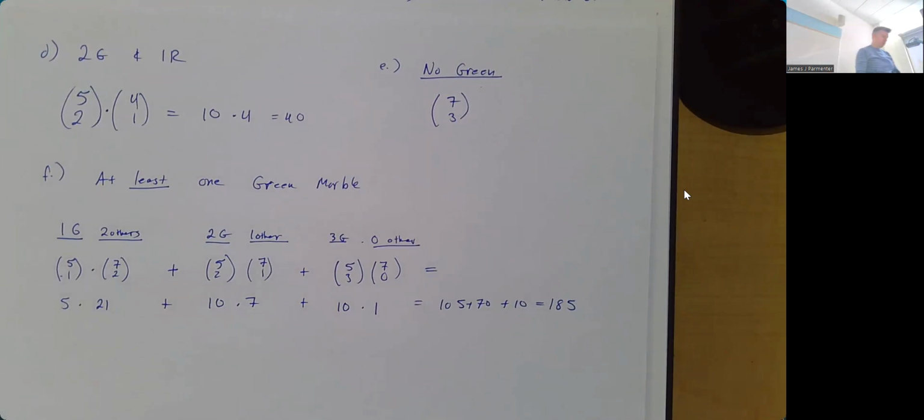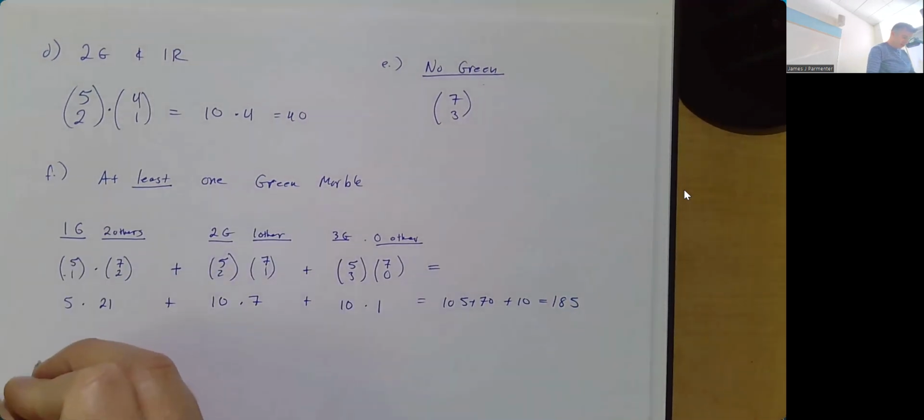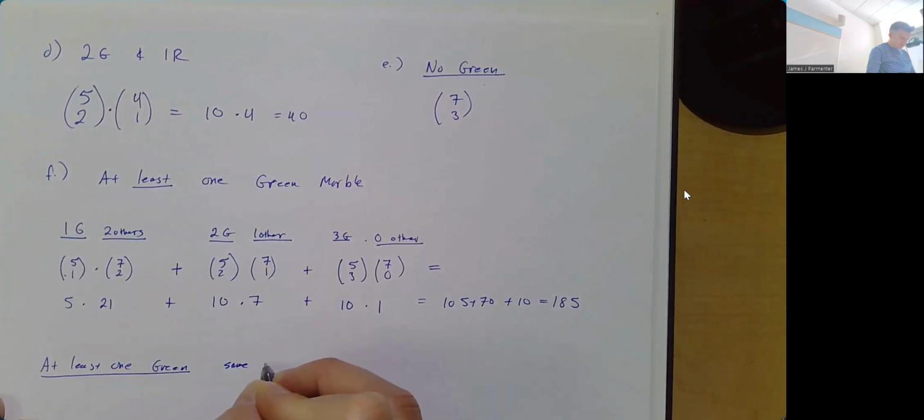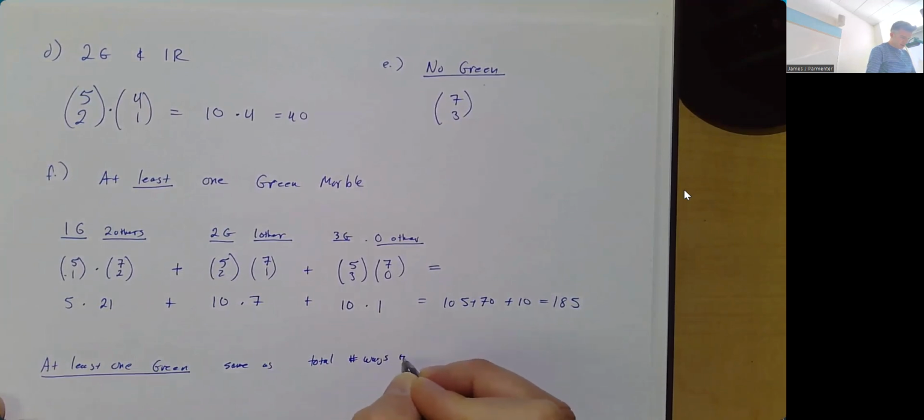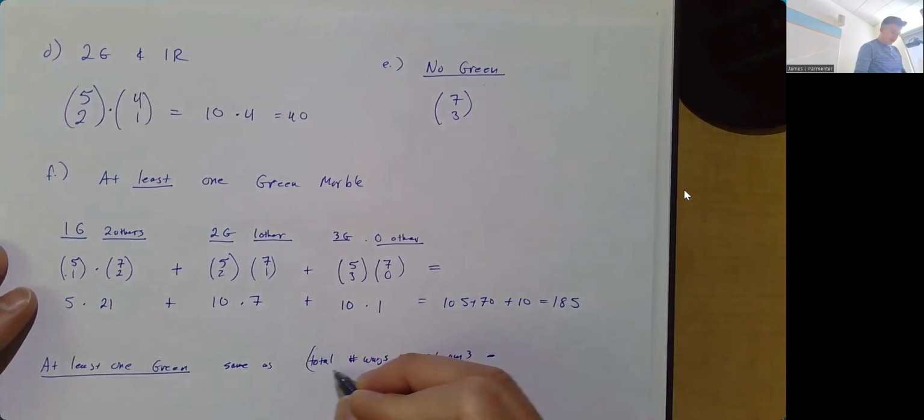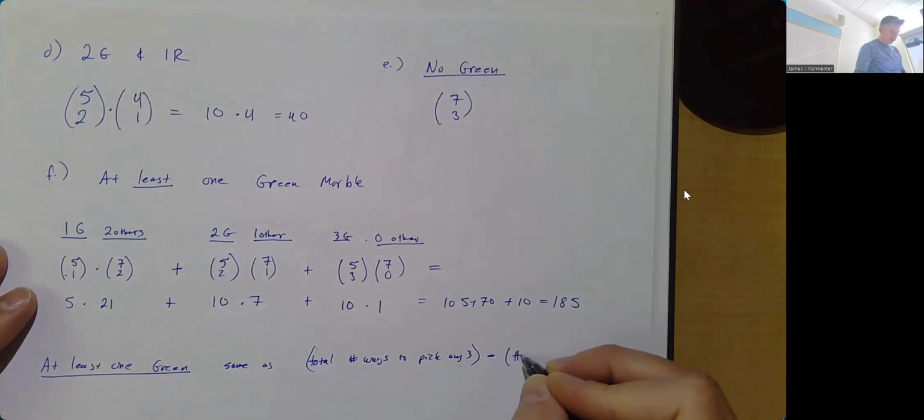So we could say at least 1 green is the same as the total number of ways of picking any three minus the number of ways of getting no greens.